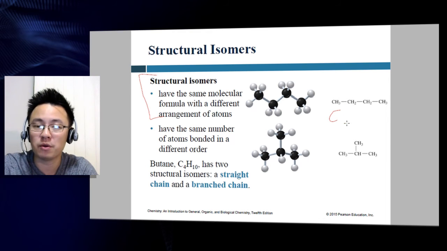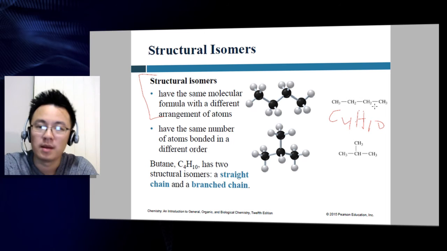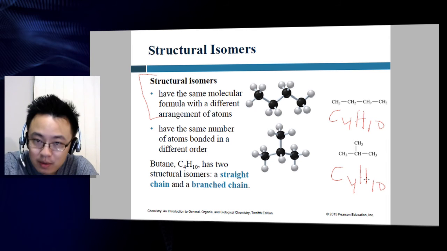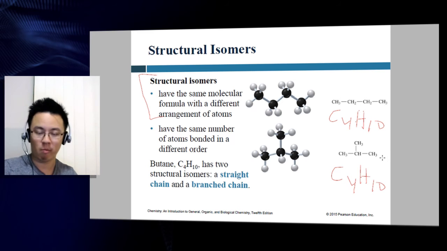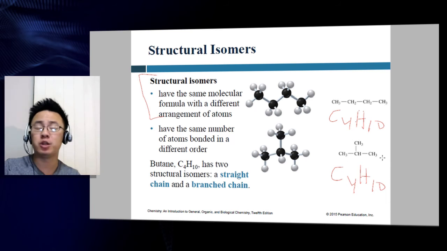There's C4, and then we have here 3 plus 2 is 5, and then 10, H10. And same thing here, we still have C4 and the H, let's count them, 3, 6, 9, and 10. We still have 10 H's. These are structural isomers. Same molecular formula, but different way of arranging the bonds.